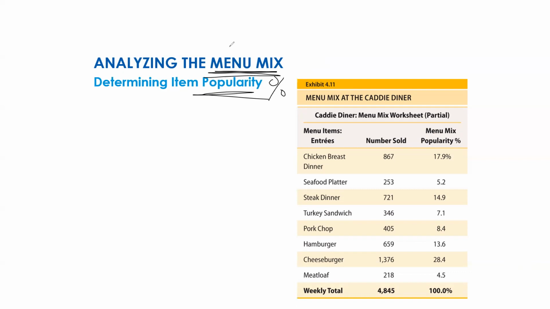It's really easy for us to go and look and see, yeah, I sold 1,376 cheeseburgers, obviously the cheeseburgers are the most popular item on the menu. But when we put it into a percentage, it allows us to put it into perspective how popular it is. What's our second most popular? What's our third most popular? And so we can use this menu mix and popularity percentage to determine how popular an item is.